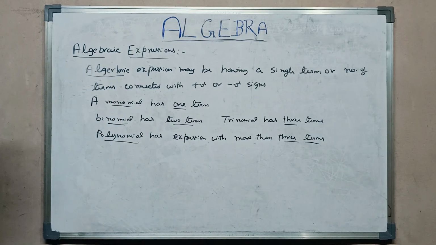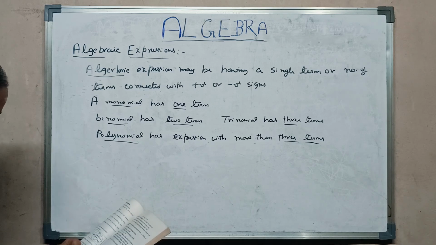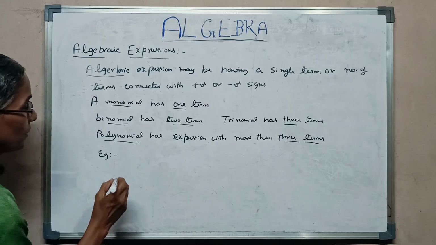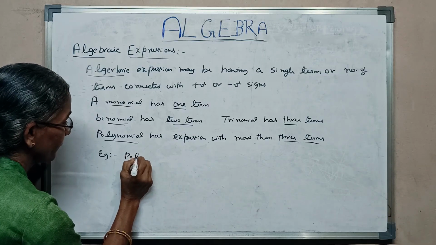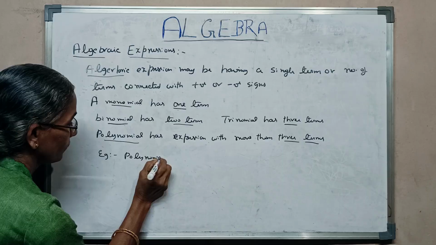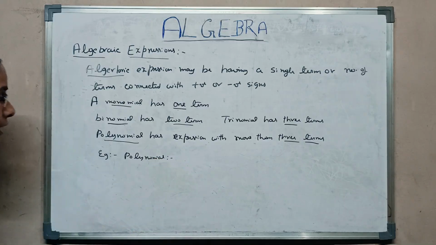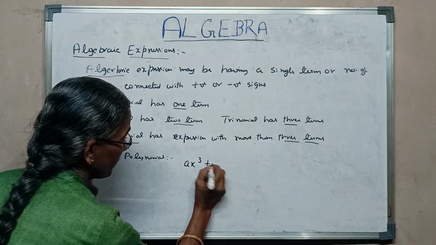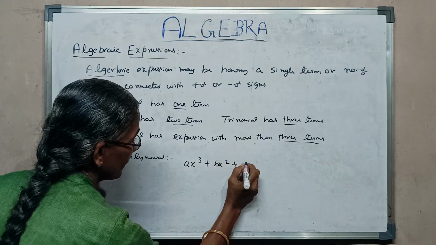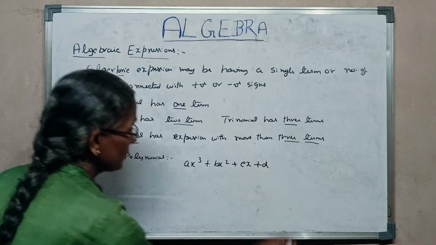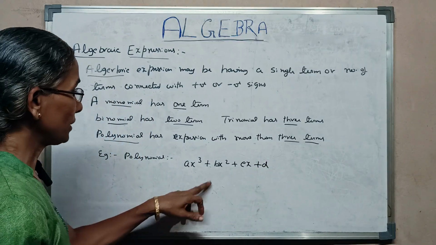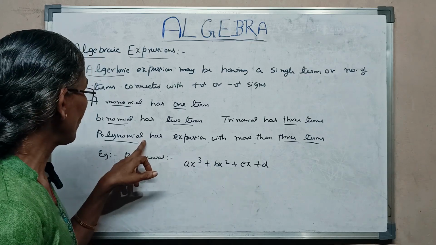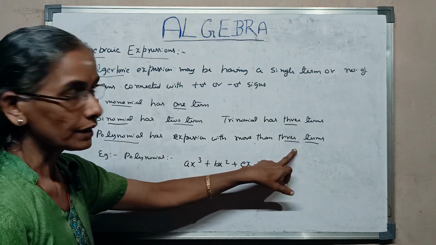Now examples for algebraic expressions. An example of a polynomial is ax cube plus bx square plus cx plus d. Here the number of terms is more than 3: 1, 2, 3, 4. So a polynomial is an expression with more than 3 terms.